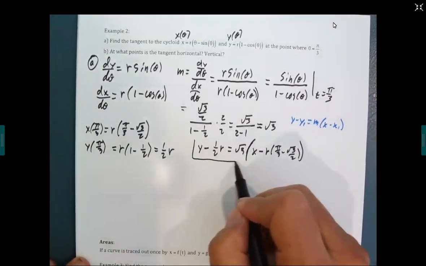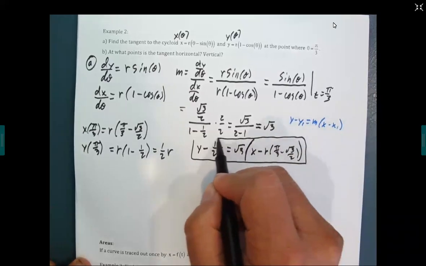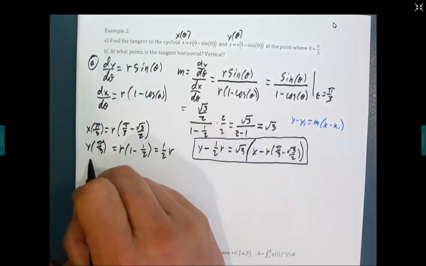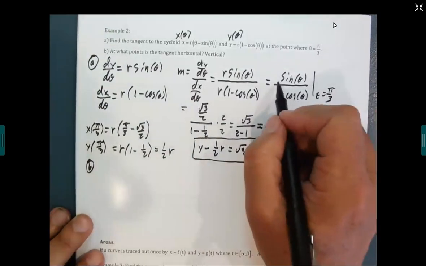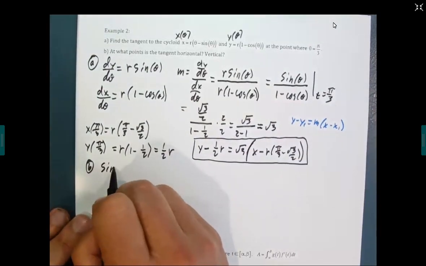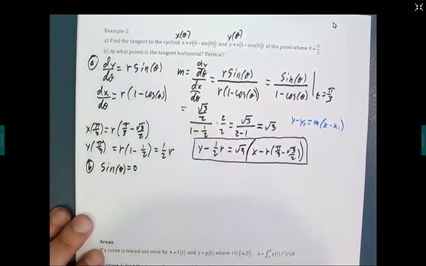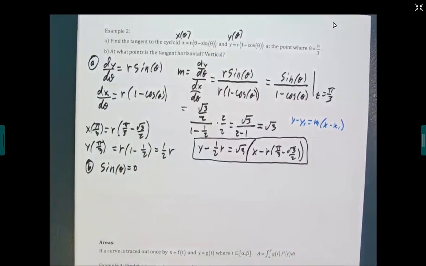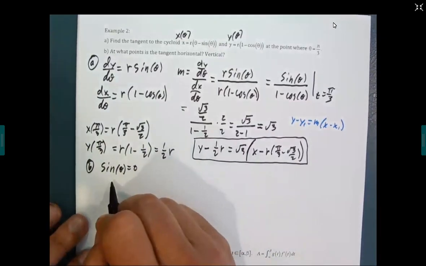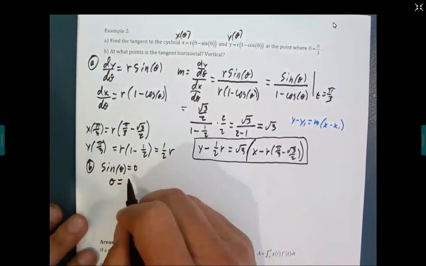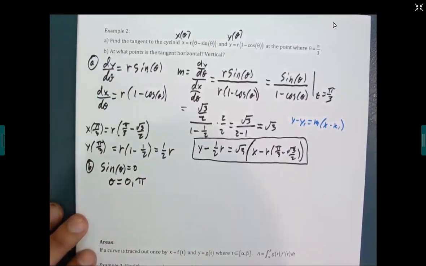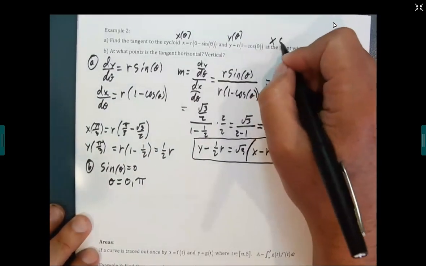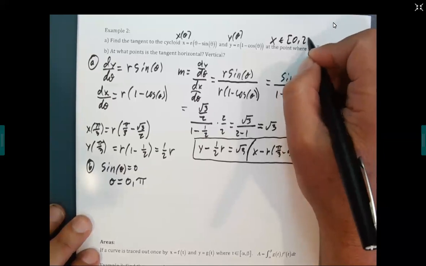So there is our messy answer to part A. Let's go to part B. At what points is the tangent horizontal and vertical? Now horizontal, we know that's when the numerator is equal to 0. So this means that theta is going to be 0 or pi. We'll just do one cycle. I didn't state it explicitly, but we'll go from 0 to 2 pi.